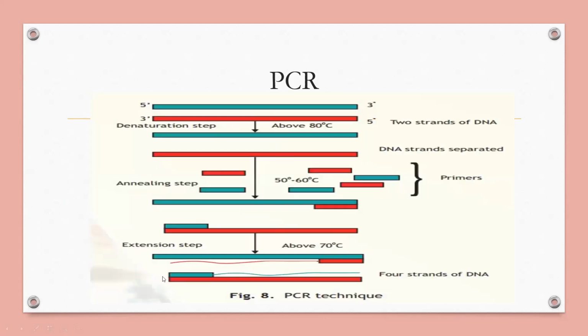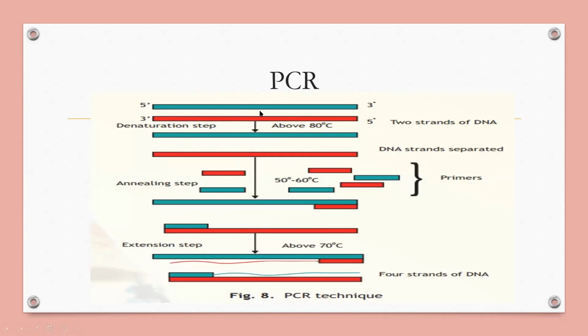This is the PCR technique. First you take DNA strands. This is 5 prime, this is 5 prime, this is 3 prime, this is 3 prime. This is the phosphate group, this is the hydroxyl group. OH means hydroxyl group, P means phosphate group. This is the DNA strand, the double helical structure of DNA. You take two strands of DNA.